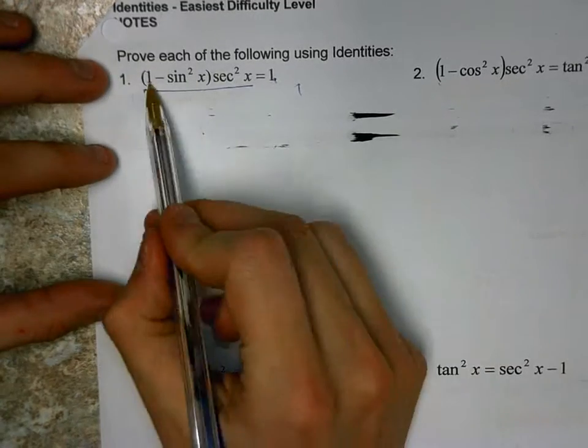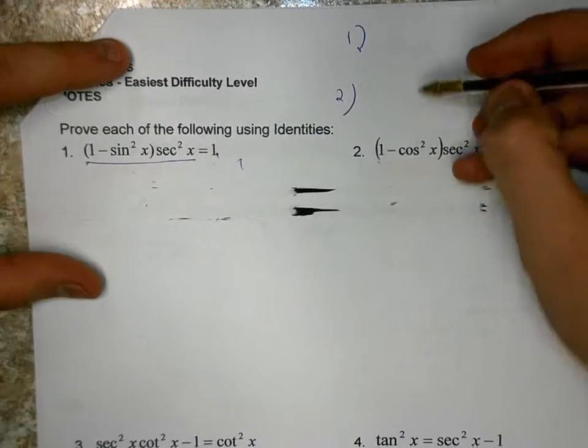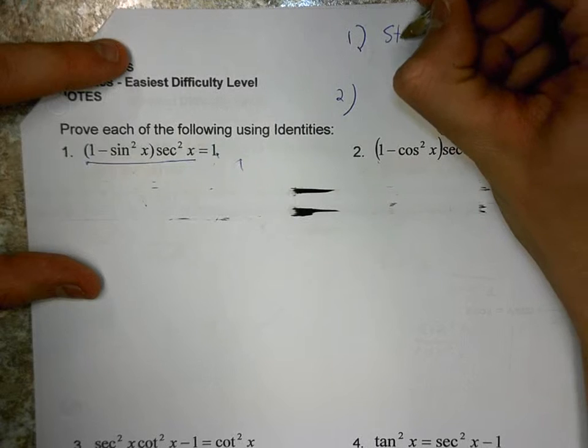We are trying to prove that this equals this. There are 2 guidelines that we need to have, so write these at the top of your paper. Number 1 is start with the ugly side.